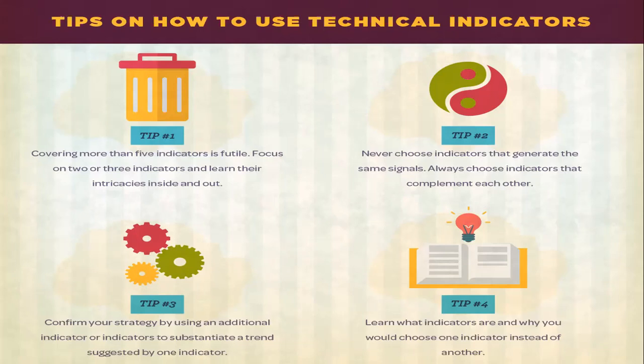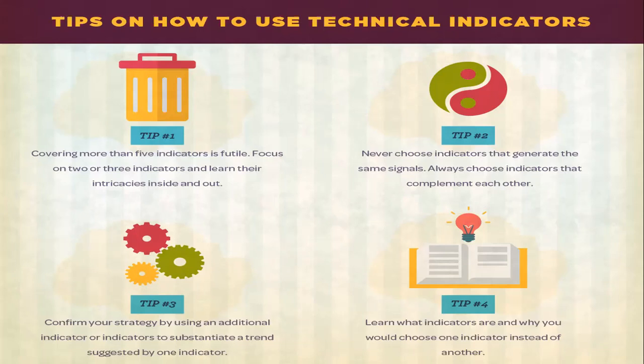So, covering more than 5 indicators is no good. Don't use more than 5 indicators. Just focus on 1, 2, or 3 together. Focus on them, learn them very, very well, and then have the edge on them to get your profitability in the long run.